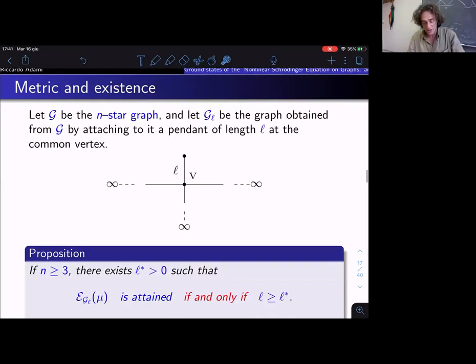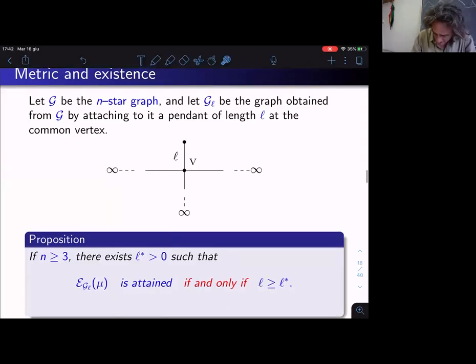The last thing of this part concerns the influence of the metric. What I showed before is that there is a simple topological hypothesis that prevents these ground states from existing. Now, what is the role of the metric? Let me give you an example. You have a graph made of three half lines and a pendant. Of course, this graph does not satisfy the hypothesis H. Hypothesis H guarantees non-existence, so we don't know what happens if the graph does not fulfill it. What happens here is that there exists a critical length L star of the pendant, of the terminal edge, such that the infimum is attained, so there is a ground state, if and only if this terminal edge is longer than this critical length L star.